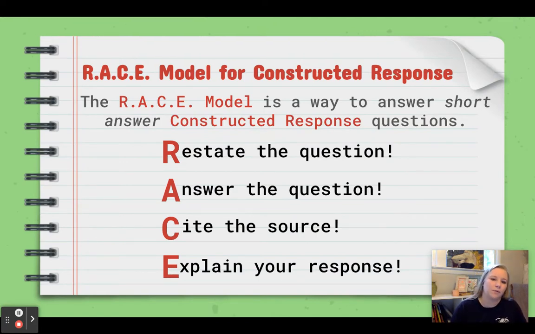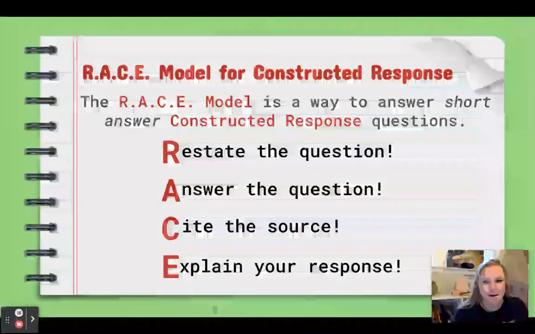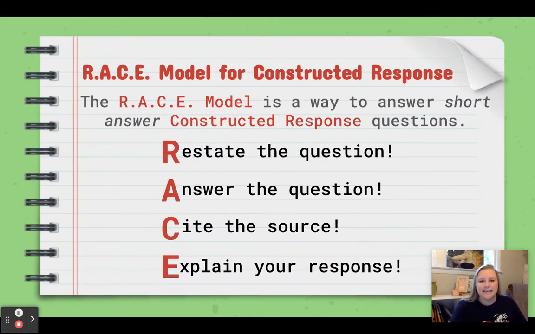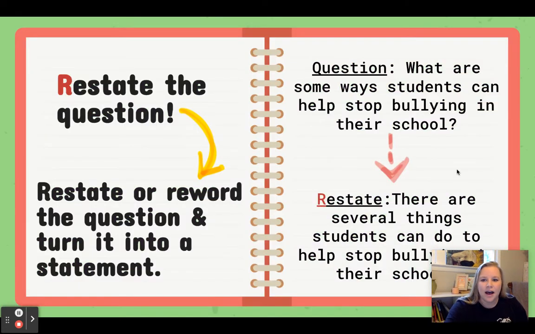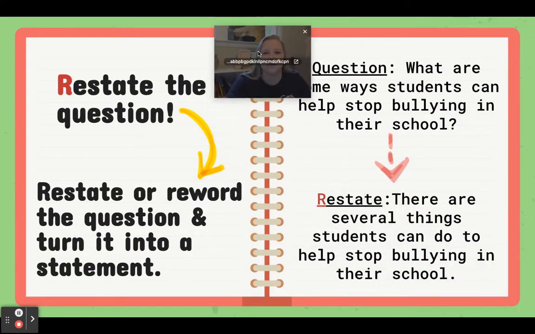So we're not looking for one word. We're not looking for one or two sentences. We are looking for one spicy paragraph. So RACE stands for restate, answer, cite, and explain. All right, so we're going to hit each one of these one by one pretty quickly, so you got time to finish your assignment. So the first R stands for restate the question.